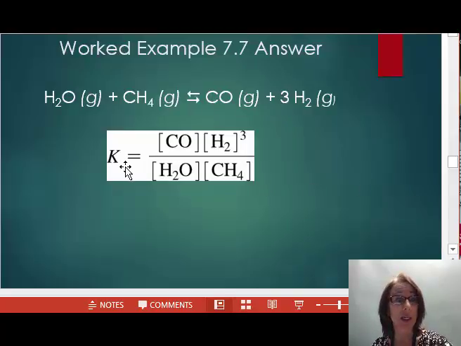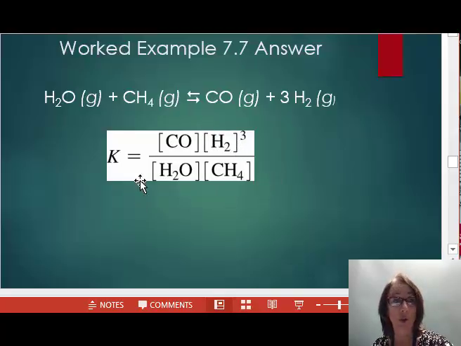The expression reads, K is equal to the ratio of brackets CO, or the concentration of carbon monoxide, multiplied by brackets H2, superscript 3, or concentration of hydrogen to the third power. It doesn't matter which of the products comes first.